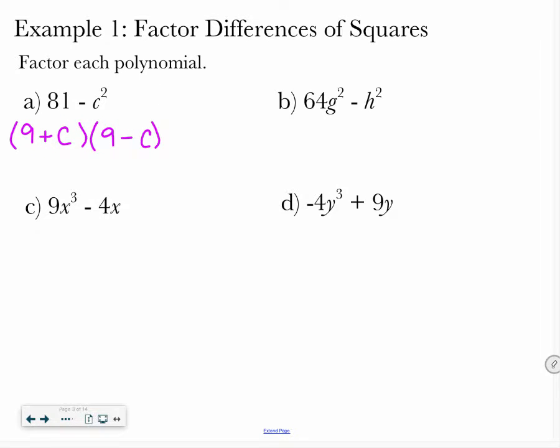So the next problem, we have 64g squared minus h squared. Okay, so the same idea. I'm looking for what number squared gives me that 64. Well, I know 8 times 8, but I also have a variable squared with it. So I'm going to do g with my 8. So 8g times 8g, that's going to give me my 64g squared. I have a plus and a minus because we're talking about difference of squares. It's in the form a squared minus b squared.